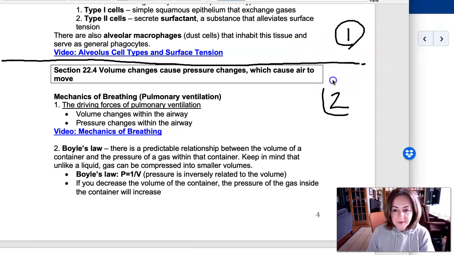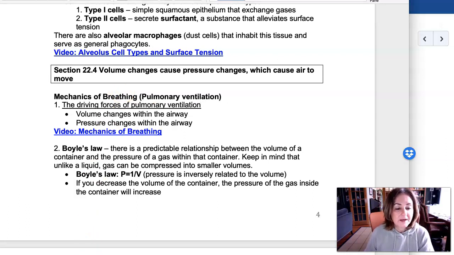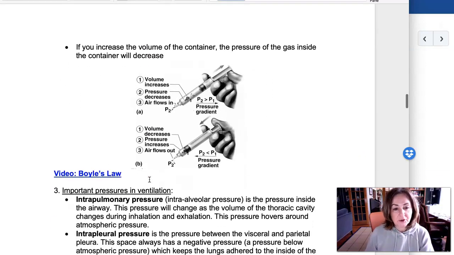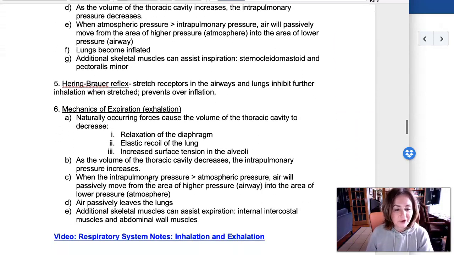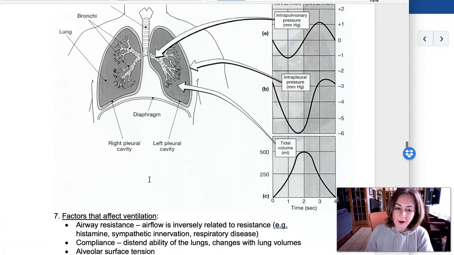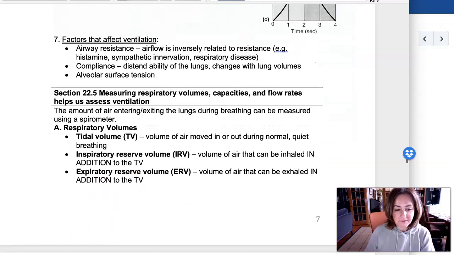The second major topic that we're talking about is breathing, and tidal volume is contained within this information. So what I am doing here is talking about the mechanical dynamics of breathing, the pressures involved in breathing, how those change in inspiration and expiration, looking at it in detail in a graph, and other factors that affect ventilation. And this is where the tidal volume comes in.